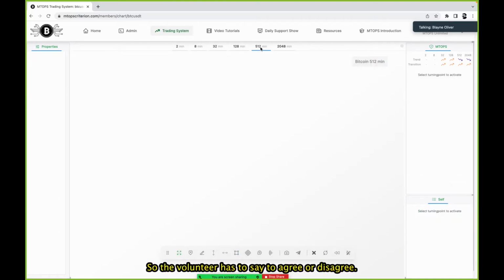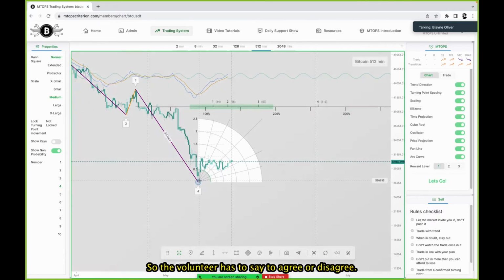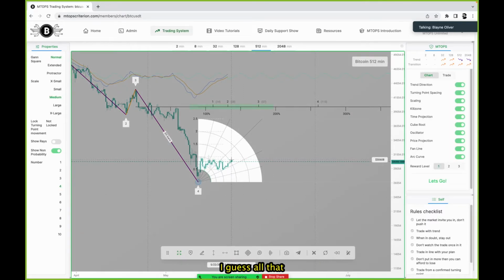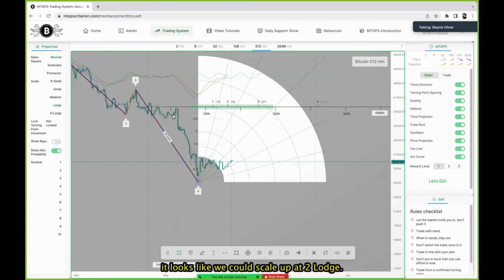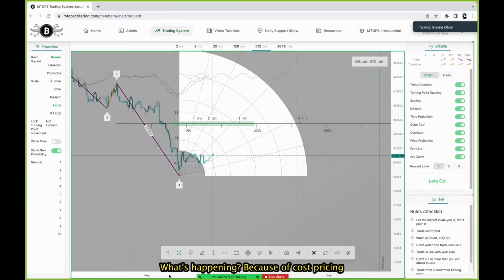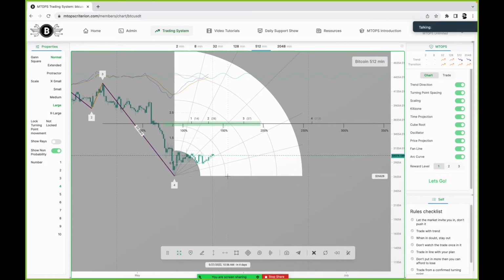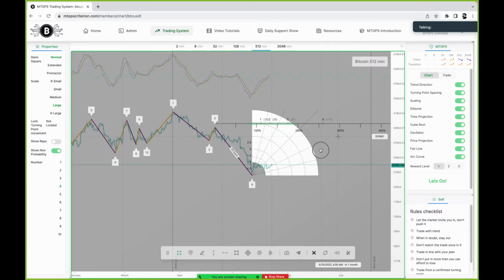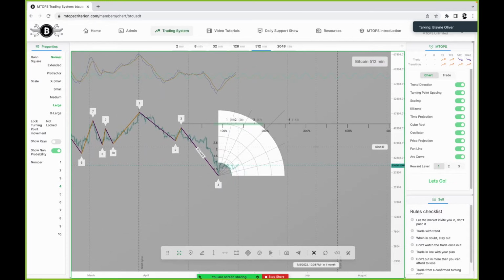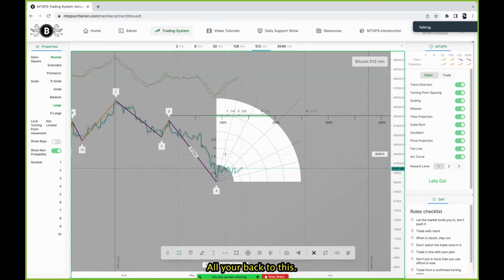Let's see what the 512 has to say to agree or disagree. Okay, so it looks like we could scale up, go to large. This is happening because, of course, the price is in the 2048. This is really interesting. I'll get back to this. I want to see what the rest of the market says. I just want to feed the TCI. It looks like everything is pushing up at the moment.